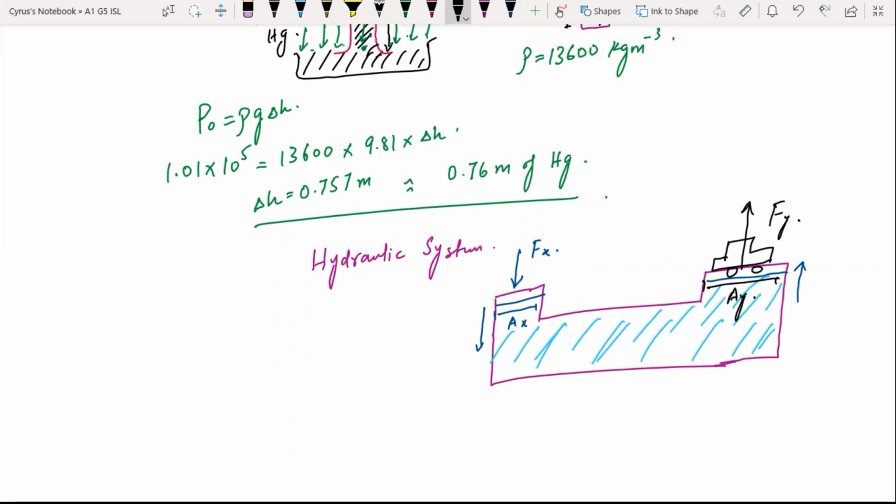Now what happens is that when you apply a force, according to Pascal's principle, the pressure is transmitted equally in all dimensions. Everywhere the pressure is going to be the same, and it's going to hit the walls of the pistons with the same pressure, because the pressure is transmitted equally in all dimensions. It is going to hit here all the way, and the pressure is going to be the same.